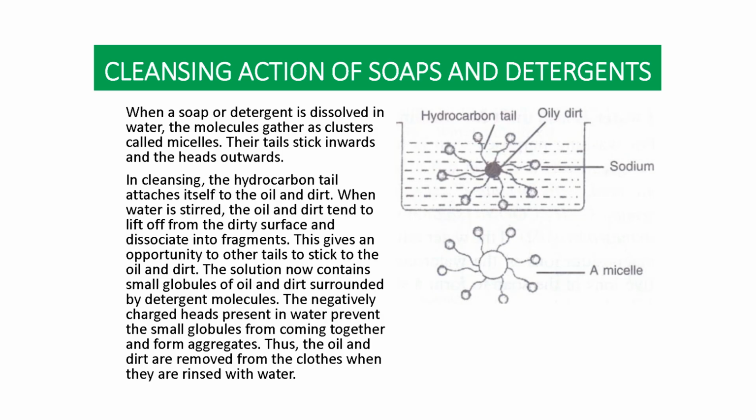In cleansing, the hydrocarbon tail attaches itself to the oil and dirt. So the tail is attached to the oil and dirt. When water is stirred, the oil and dirt tend to lift off from the dirty surface and dissociate into fragments. These give an opportunity to other tails to stick to the oil and dirt. So the solution now contains small globules of oil and dirt surrounded by detergent molecules. The negatively charged heads present in water prevent the small globules from coming together and forming aggregates. Thus the oil and dirt are removed from the cloths when they are rinsed with water.